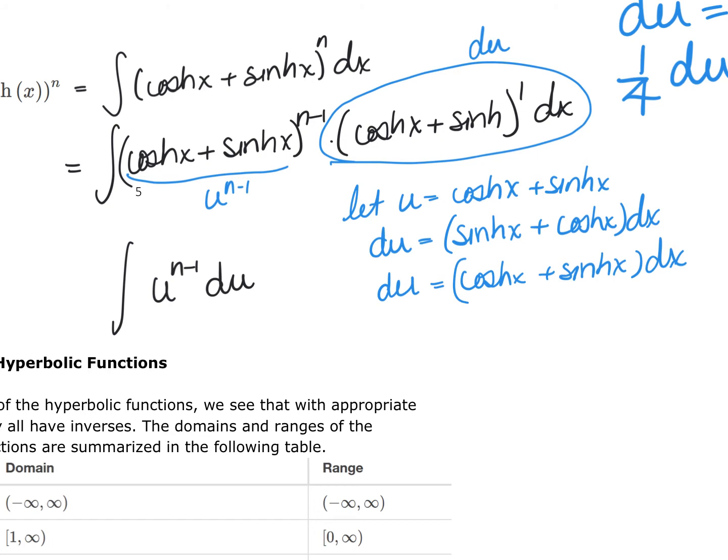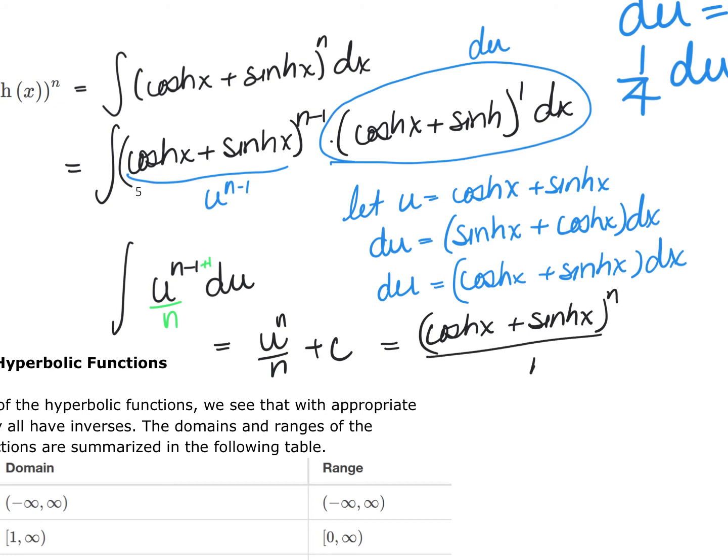Now remember, when I do integration, I'm going to add 1 and then divide by that. Well, I'm dividing by n. And so this becomes u raised to the n divided by n plus C. But u just happens to be the hyperbolic cosine of x plus the hyperbolic sine of x, so it's that raised to the n divided by n plus C. And that's my final answer. It feels like magic, but it's not. It's actually really, really nice.